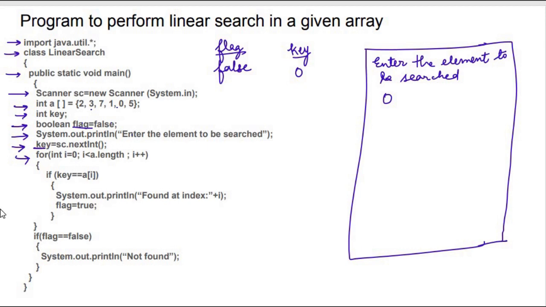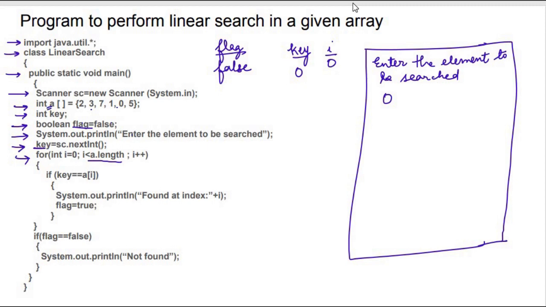A for loop has started. For int i is equal to 0. So i is 0. This condition is checked: is i less than a.length? Now, in the last lecture, I told you about a.length. This will give me the length of the array whose name is a. So my array is a.